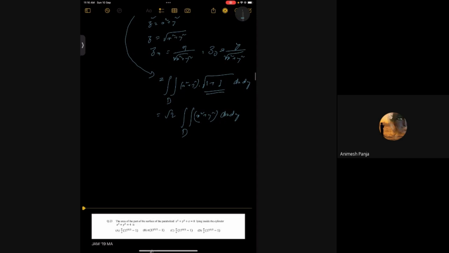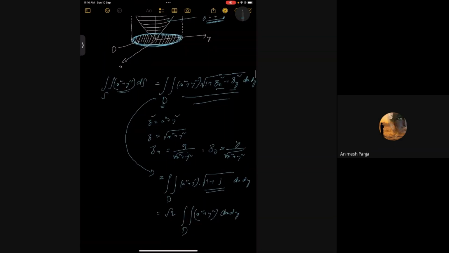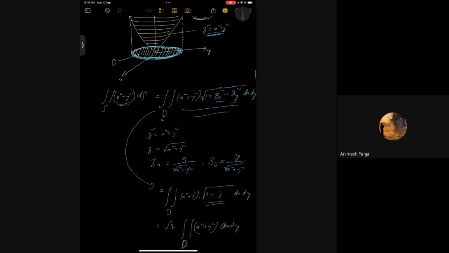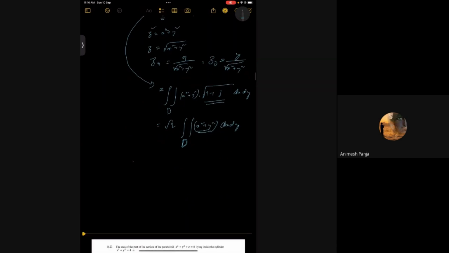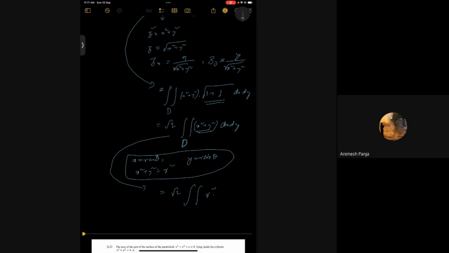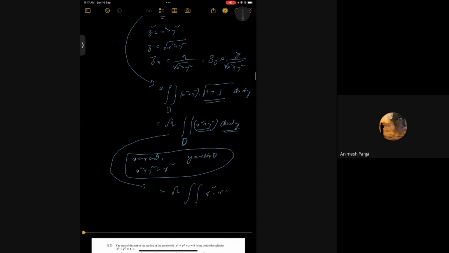So we get a nice disk, D is a nice disk, and we get an expression like this, x squared plus y squared. So again, we use polar coordinates, x equal to r cos theta, y equal to r sin theta, and x squared plus y squared becomes r squared. When we substitute this, we get the square root of 2 times r squared, and dx dy is nothing but r d theta dr.